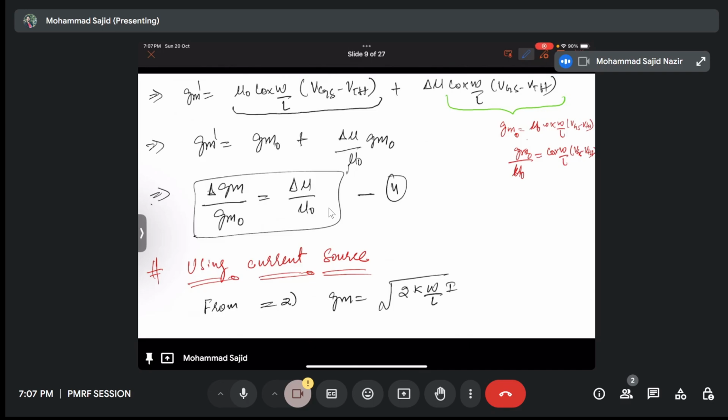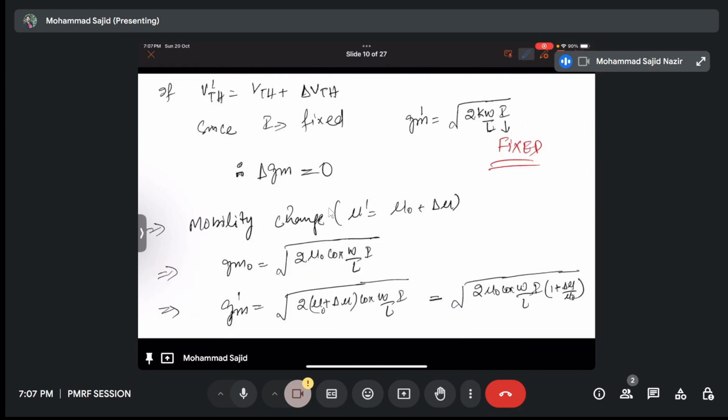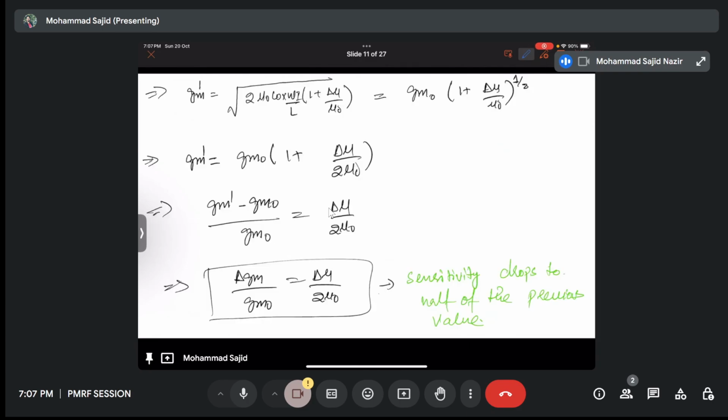So this is when we use the voltage source. Now using the current source. GM is given by this equation. But VTH dash is VTH plus delta VTH. Since I is fixed, GM dash is 2kW by L times I. I is fixed, so delta GM is 0. Mobility change will be mu naught dash. Mu dash is equivalent to mu naught plus delta mu. GM naught is the square root of 2 mu Cox W by L times I. So this is my mobility sensitivity. Sensitivity drops to half the previous value. So using the current source is more beneficial.